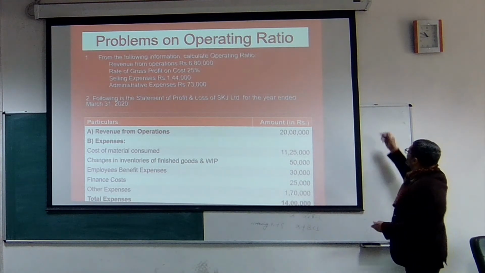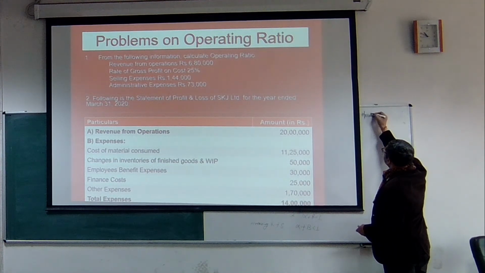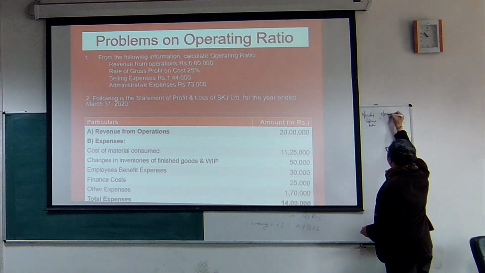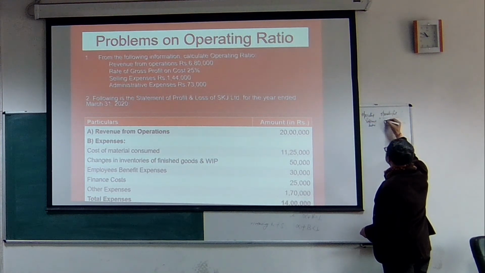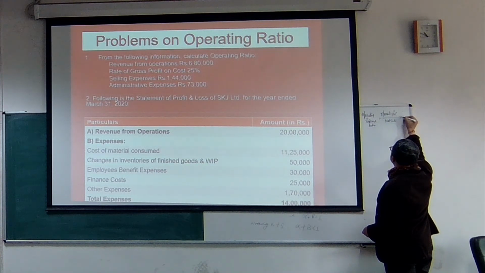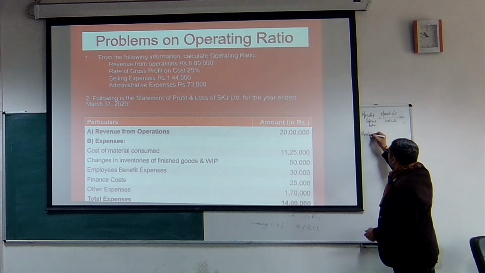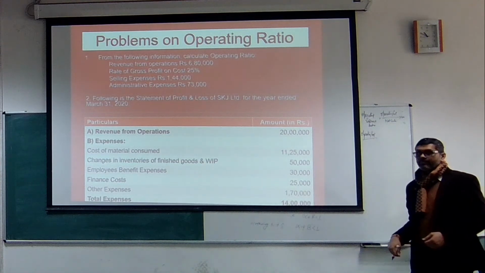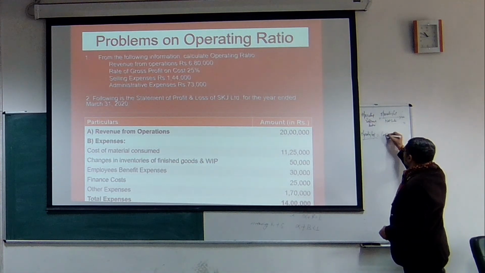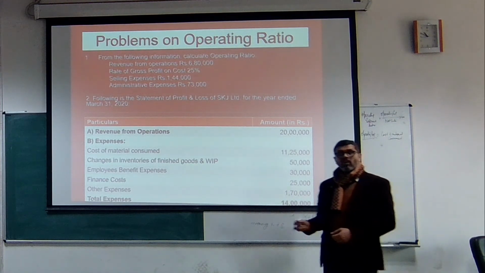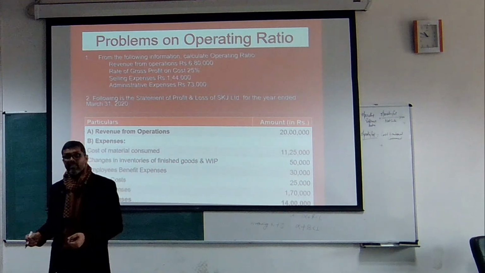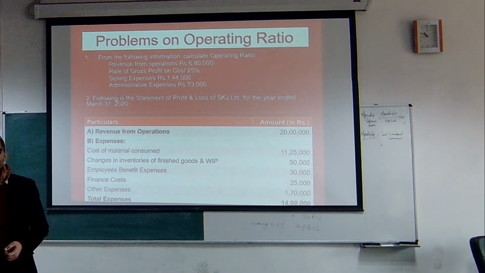We have to calculate operating expense ratio, and the formula for this is operating expense upon net sales into 100, right? So if we have to calculate operating expense here, what are the items which we have to include here? Cost of material consumed, plus, why finance cost? Is finance cost an operational cost? No, that is a financial cost, right?